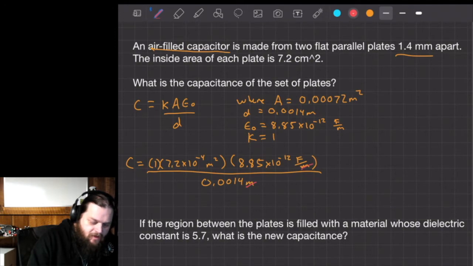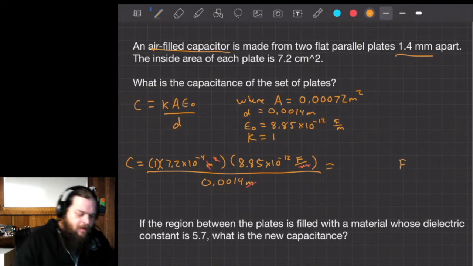Looking at the units, we see that we get a little bit of cancellation here. That cancels out with one of these. The other one cancels out with that. And our units is now going to be in farad, which is what we want. I'm plugging that into our calculator.